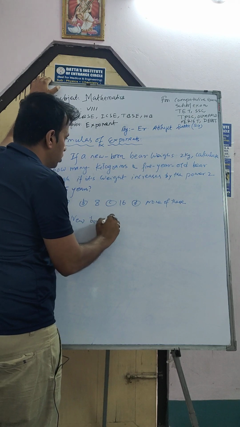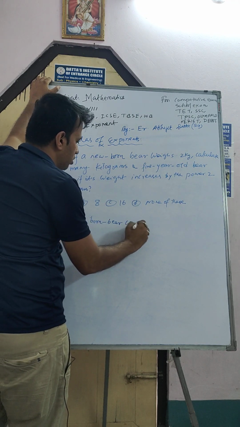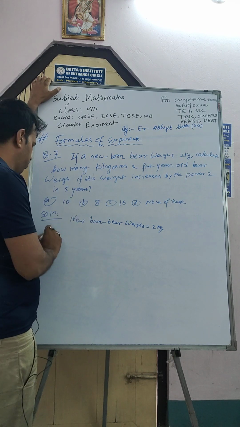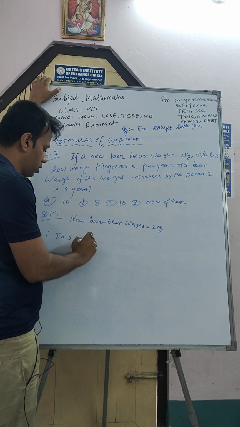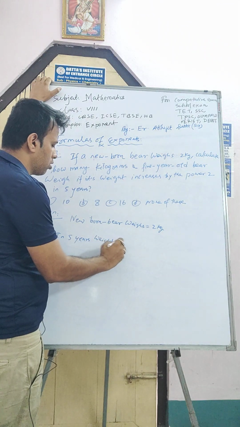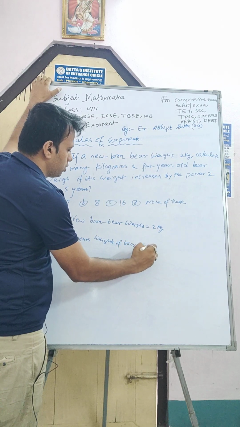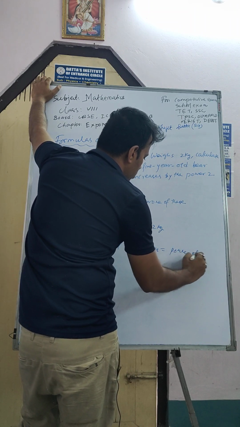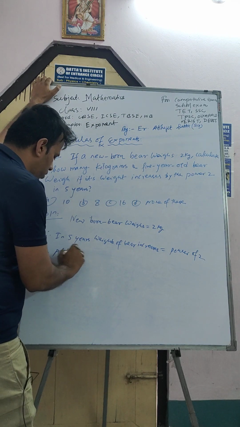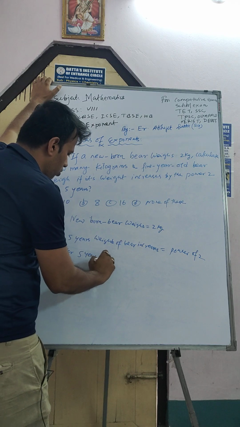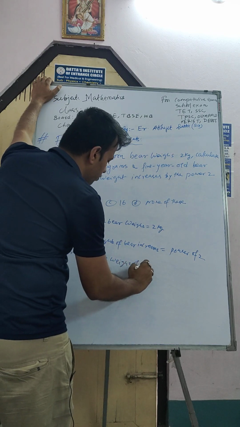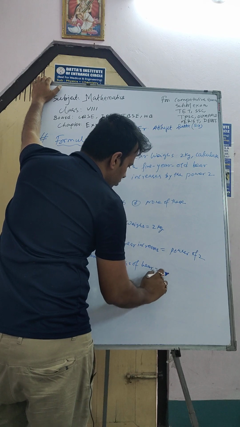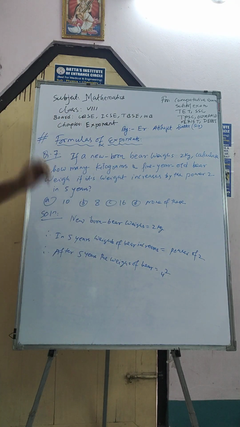Newborn bear weight is equal to 2 kg. Okay? So calculate how many kilograms a 5-year-old bear would weigh. So in 5 years, the weight of the bear increases by the power of 2. Okay? So therefore, after 5 years, the weight of the bear will be 4 to the power 2. Okay?